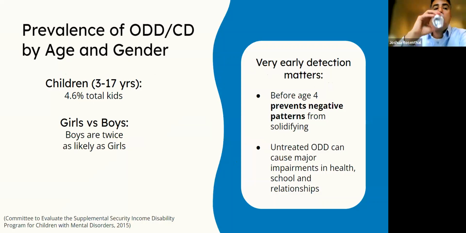So the prevalence of ODD is sort of in the middle compared to other disorders. It's about 4.5% of total kids. Boys are twice as likely as girls. The big thing here, again, put this in your back pocket, is catching them young. We really need to catch these kids before age 4, because at age 4, they start to become more socialized, putting them in nursery schools and daycare centers and preschool. And if we can't get ahead of it, it's going to cause all kinds of problems. Untreated ODD can cause major impairments in health, school, and relationships. And as the children get older, it just gets harder and harder to treat. So early detection before age 4 is really, really important.